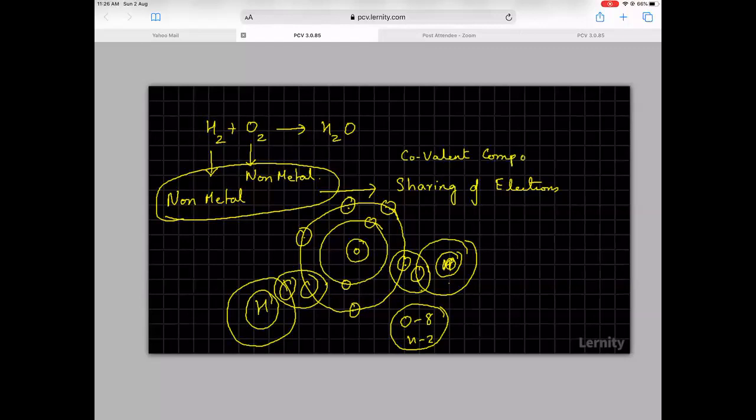Covalent compound. Such a compound formed by the sharing of electrons is referred to as a covalent compound. So you have two types of compounds: covalent compounds, which are formed by sharing of electrons, and electrovalent compounds, which are formed by the transfer of electrons. So this is an example of a compound formed by the sharing of electrons. Am I clear?